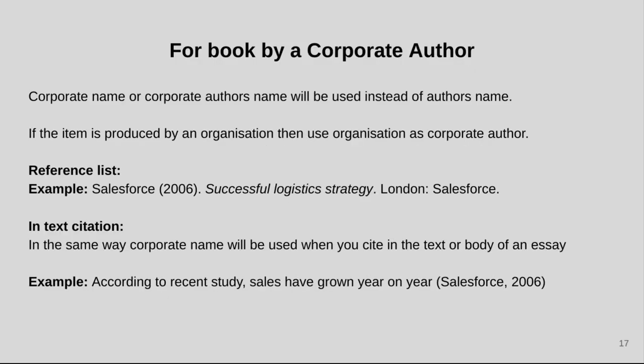Let's see a book by a corporate author now. The corporate name or corporate author's name will be used instead of the author's name. If the item is produced by an organization, then use the organization as corporate author, as is shown in the reference list example. For in-text citation, in the same way the corporate name will be used when you cite in the text or body of an essay.